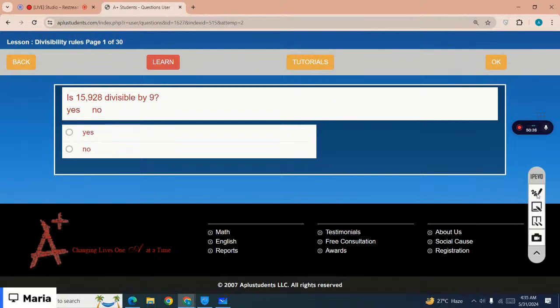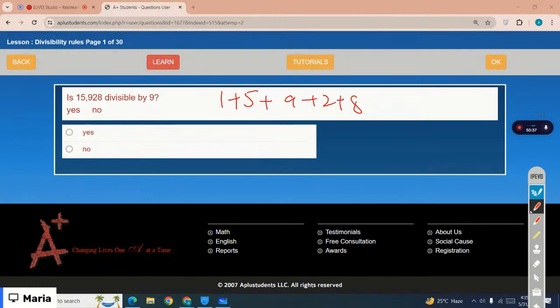Okay, the divisibility test for 9 is the sum of all the digits must be divisible by 9. So the digits are 1 plus 5 plus 9 plus 2 plus 8. Let's just add them, right? 8 and 2, 10, 19, 20, and 25. 25 is not divisible by 9. That means 15,928 is not divisible by 9. Got it?